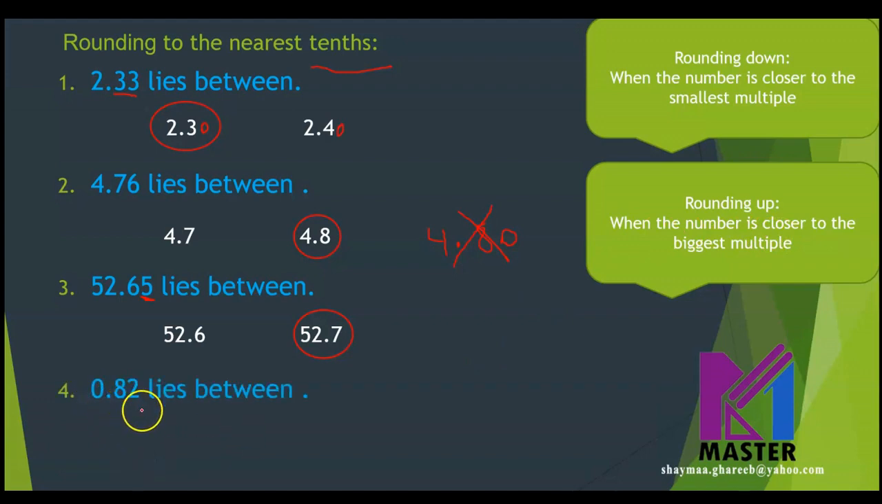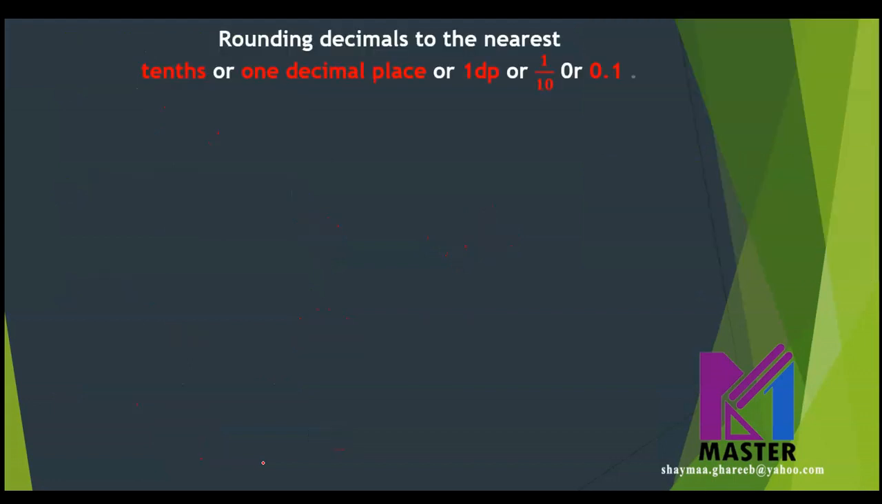So 0.82 lies between 0.8 and 0.9. And of course 82 is closer to the 80 than to the 90. So when I round it, it will be rounded down to 0.8. Is this clear? Now let's sum up all the rules.